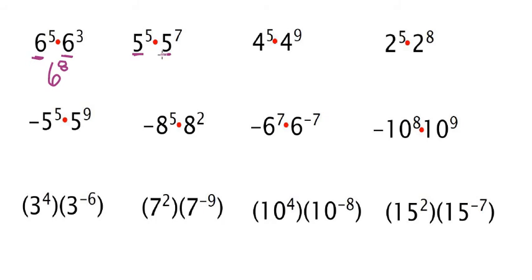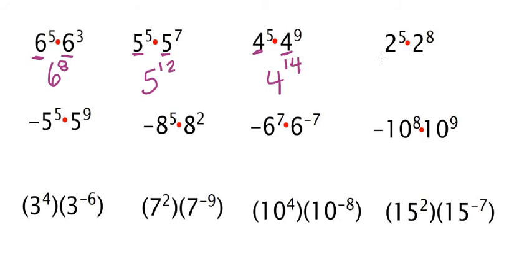Again, I have a base 5 here. The base stays the same. And when I multiply like bases, I add. So 5 plus 7 is going to give us 5 to the power of 12. Here we've got base 4. So when I multiply 4 to the fifth by 4 to the ninth, base 4 stays the same, and I add my exponents. So 5 plus 9 is going to give me 14. So I get 4 to the power of 14.